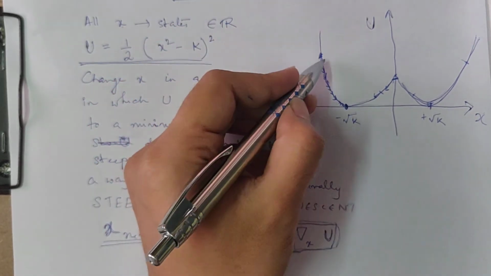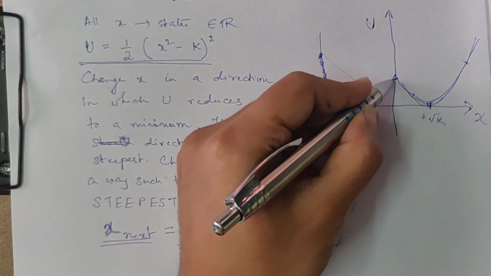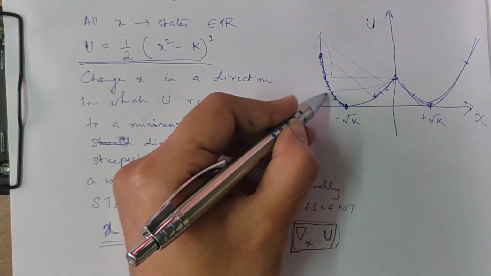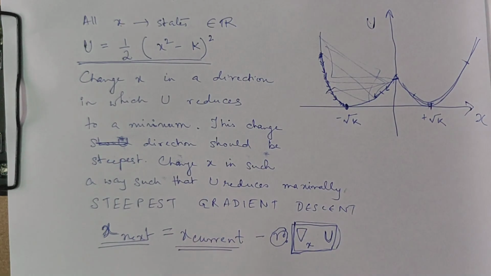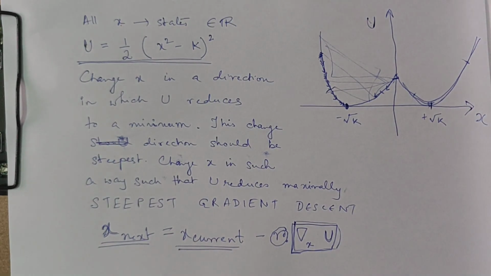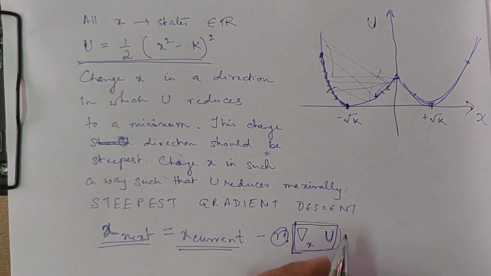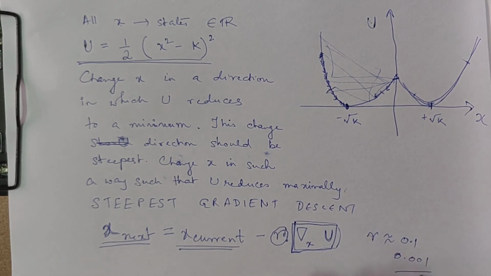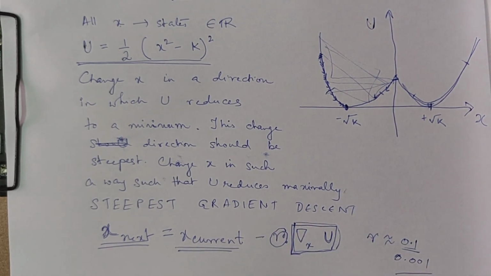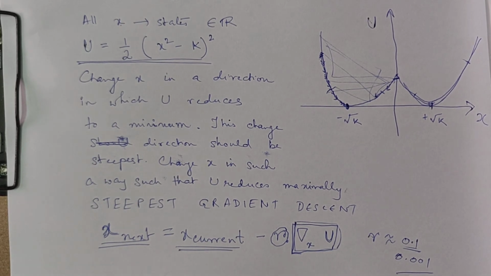If your step size is very high, you will be doing oscillations like this. Maybe you will miss the global minima totally. So it is usually a good methodology to maintain a medium value of step size. Usually r is maintained at 0.1 or 0.001 according to different problems. I am not going into how to choose step size and all. So what is this grad x u?